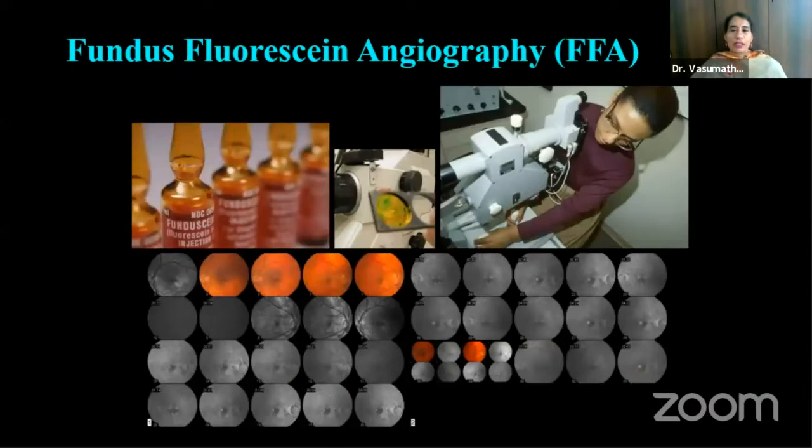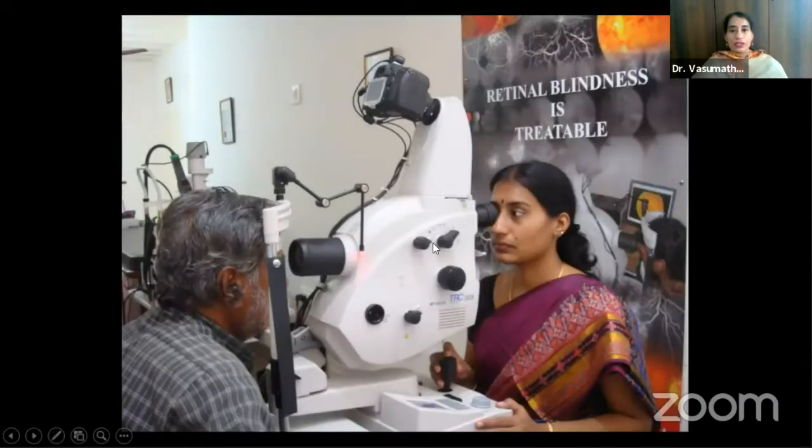So first is fundus fluorescein angiography, which involves injection of a dye called sodium fluorescein into the antecubital vein, and this is the fundus camera, and serial photographs of the passage of the fluorescein in the retinal circulation are done. These are the more advanced fundus cameras which we have.